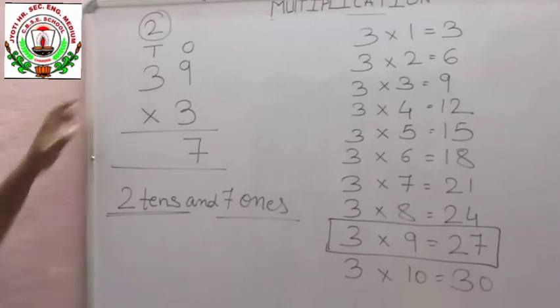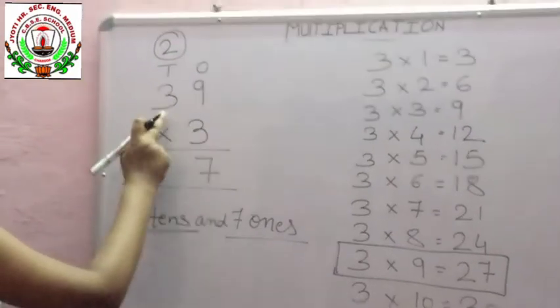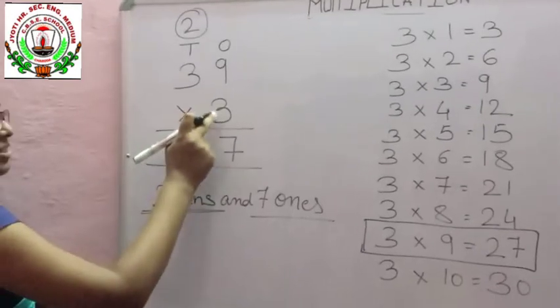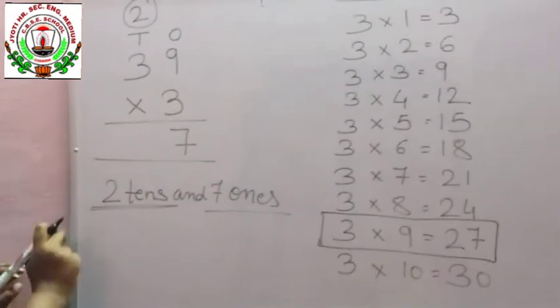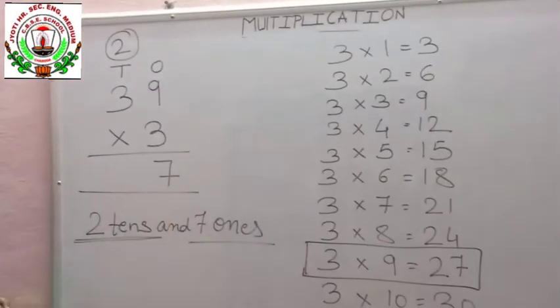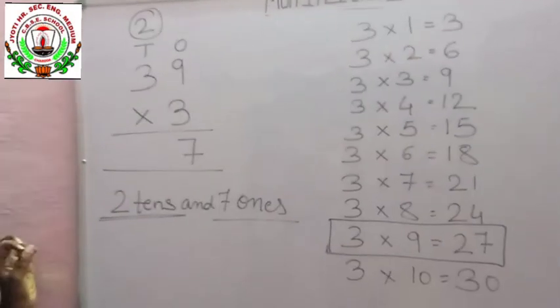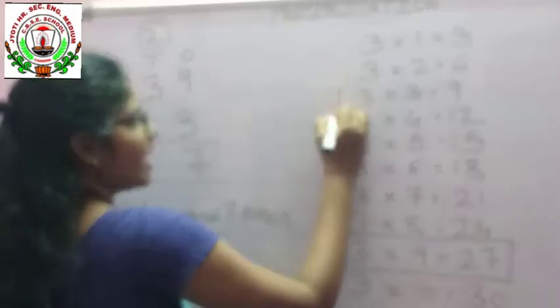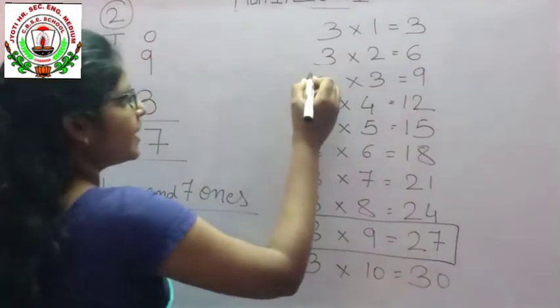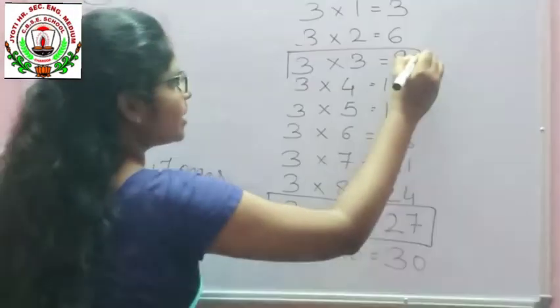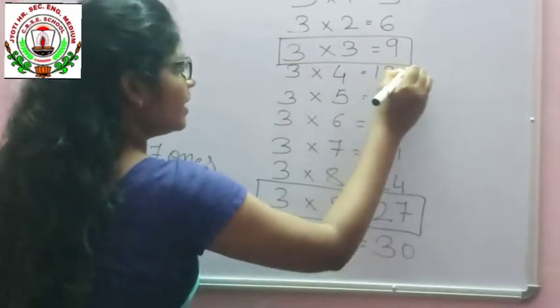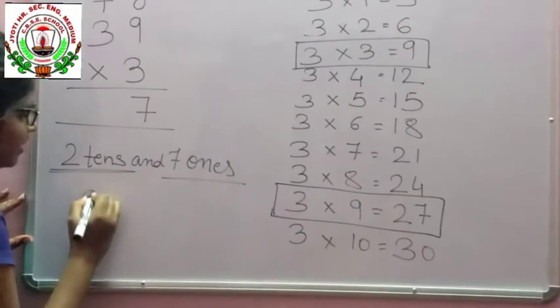Okay, now I will move to the tens place, that is 3 into 3. Again I will recall the table of 3. 3 ones are 3. 3 twos are 6. 3 threes are 9. Now students, I get 9, which means 3 threes are 9. So 9 tens.